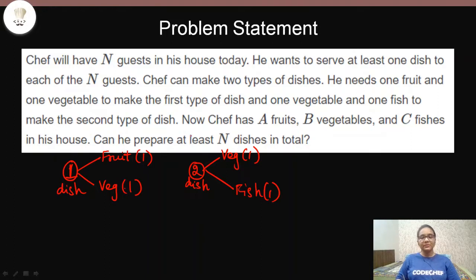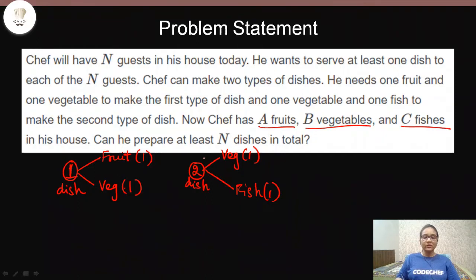Now it is given in the problem statement that the chef will have A number of fruits, B number of vegetables and C number of fishes in his house. So can he prepare at least n dishes in total? That is what we have to find out, whether the chef will be able to make n dishes and give each of his guests a dish or not.